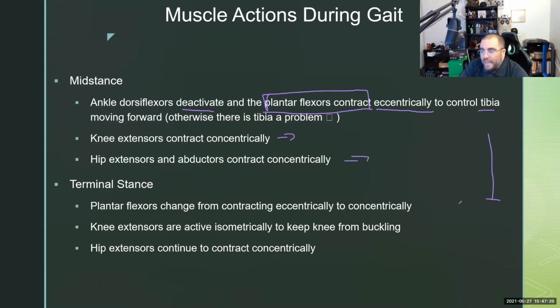Terminal stance is where we get to that end part, right? Where we're starting to pick that foot up. Oh, wrong way. Good job, Mr. McKeever. You're going to confuse everybody, if you're not already confused enough as it is.